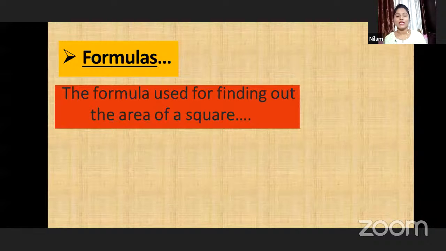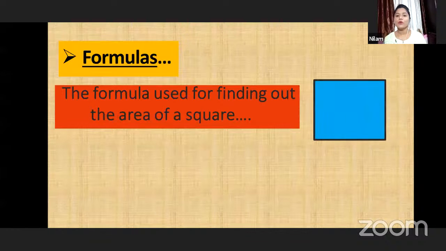So the formula that we have learned yesterday was the formula used for finding out the area of the square. Can anyone tell me what is the area of a square? How can we find out the area of a square? The area of a square is side into side or side square. Yes, very correct. The formula that is used to find out the area of a square is side times side. That means side multiplied by side. We can also say it is side square.